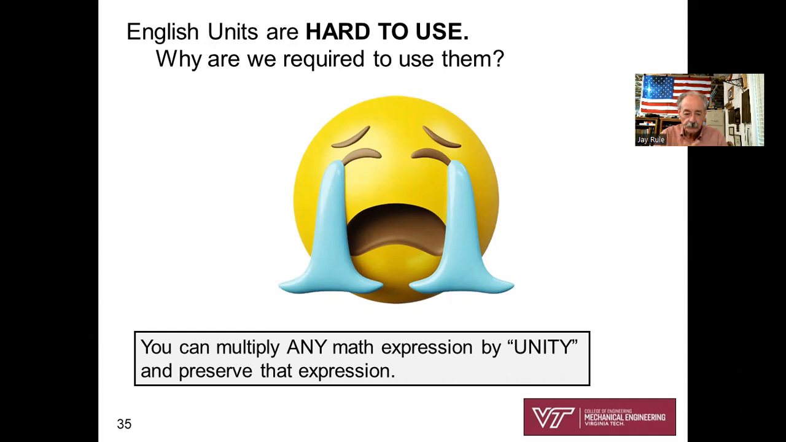But remember the trick. You can multiply any mathematical expression by unity and preserve the expression. So it is my hope that you see how to use that trick about conversion factors and unity so that you can deliver yourself to the promised land in working in the English set of units. So that's what I've got.